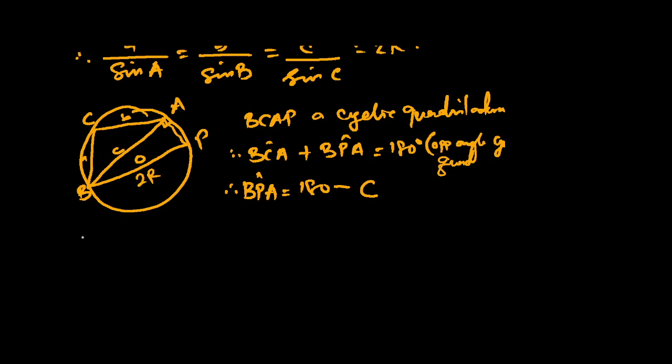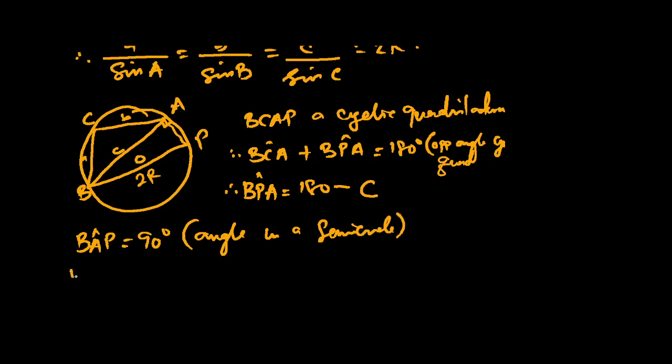I therefore have that BAP, since this is a diameter, is going to be equal to 90 degrees, because that is the angle in a semicircle.